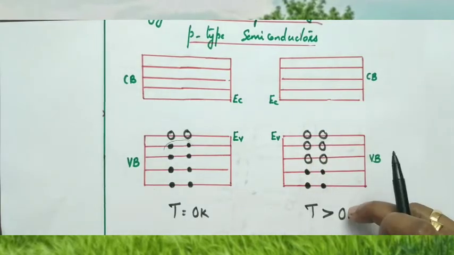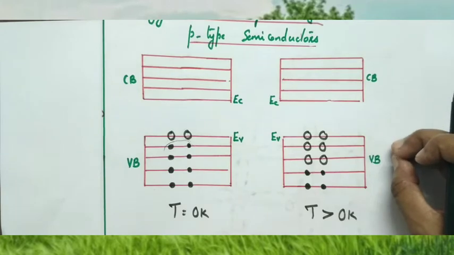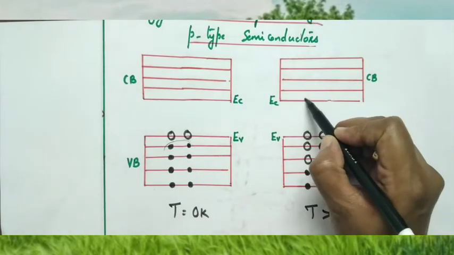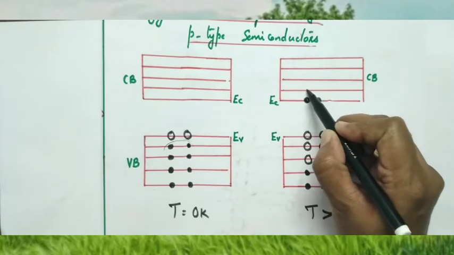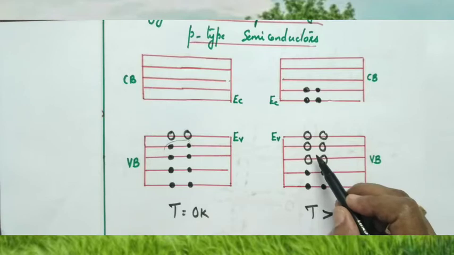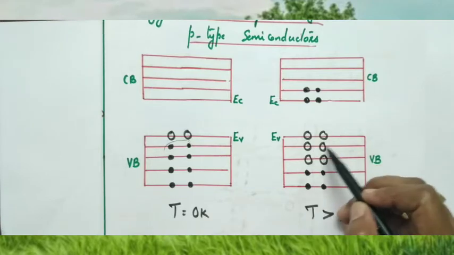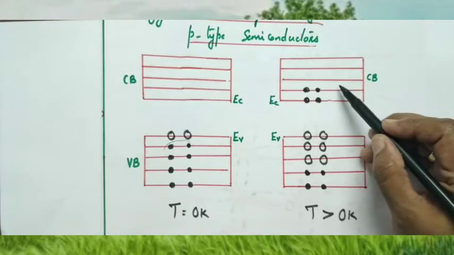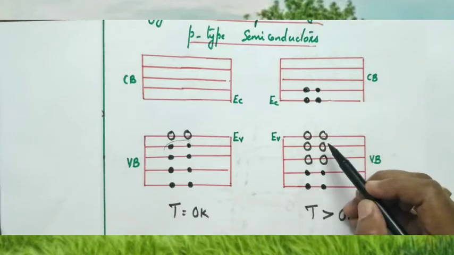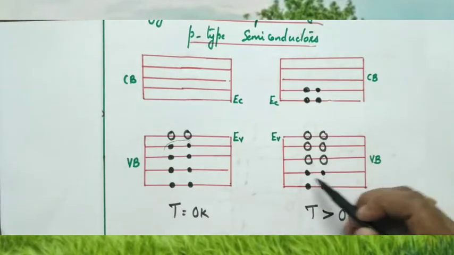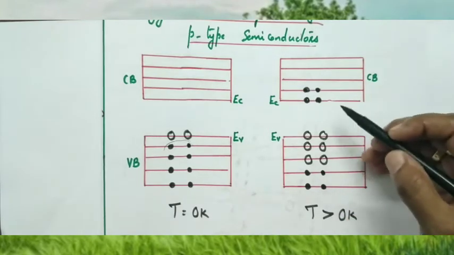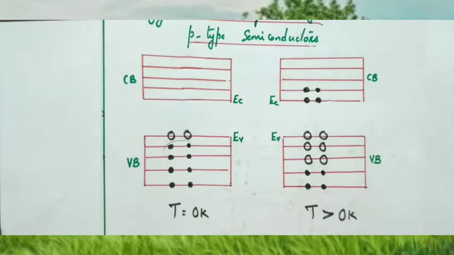Clear? At high temperature, covalent bonds break and some electrons get free. Let 4 electrons get free and reach the conduction band. And in that position what are formed? Holes are formed, isn't it? So the number of holes is greater than the number of conduction electrons. Here we can say that 2 holes are given by the impurity and 4 holes are given by thermal generation. So the number of holes is much greater than the number of electrons for conduction.